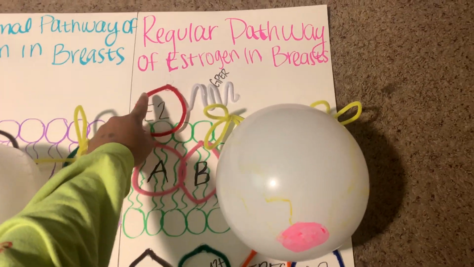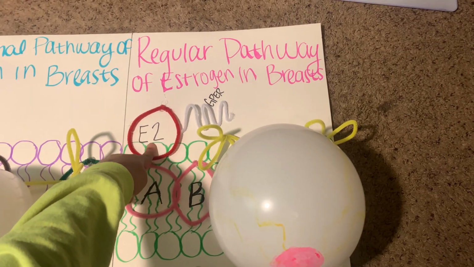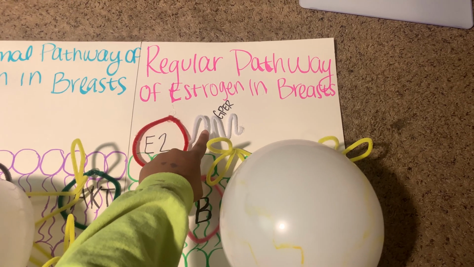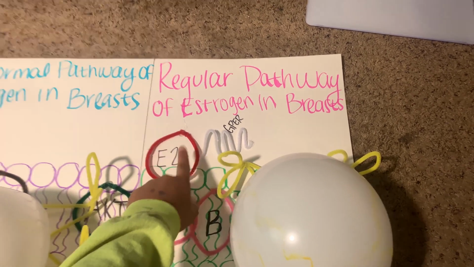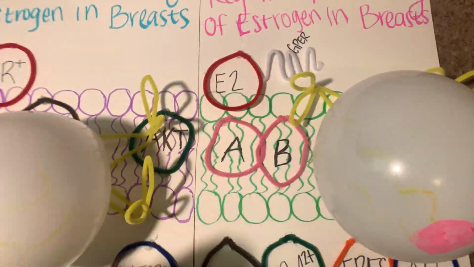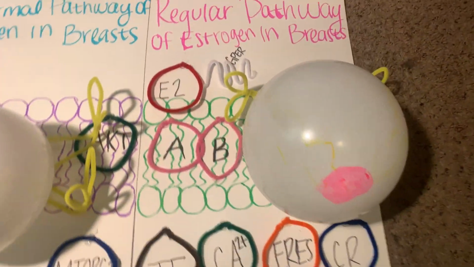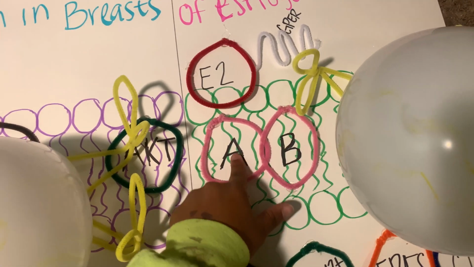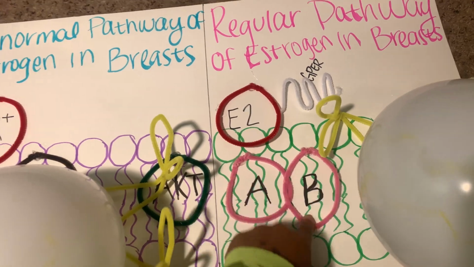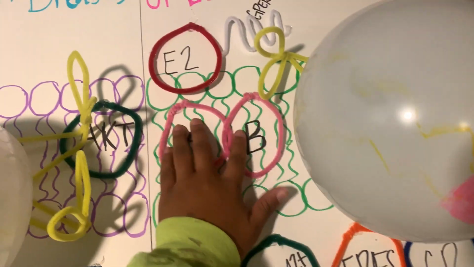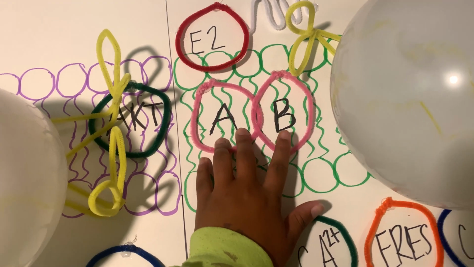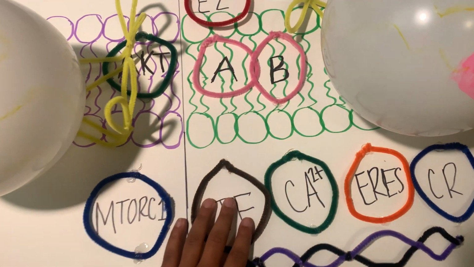So the estrogen, which is E2, in a regular pathway and a regular breast, is also connected to a GPER. This is basically just a G protein that helps regulate the estrogen in the breast. The estrogen goes through the membrane, and it either binds to A or B, which is alpha or beta. So you can have E2A or E2B. And when it binds to these two, A and B, alpha and beta, they travel through the membrane.